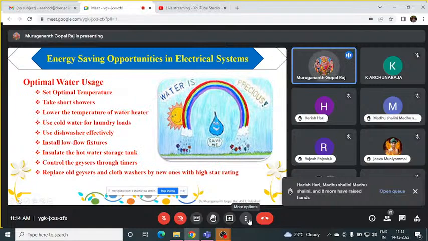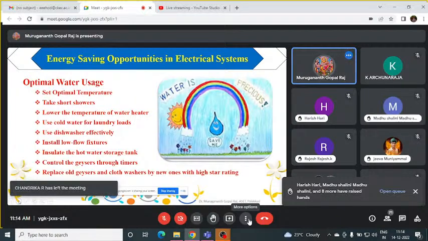Then comes the final one, which is called optimal water usage. We know that water is precious. Saving each and every drop of water is very important, because two major cities, Cape Town and Chennai, are at risk. Cape Town has already faced the situation of a zero water day, and there was a severe warning for Chennai to have a zero water day. Right? So it may happen at any time. So water is precious. We have to be very careful in saving water.